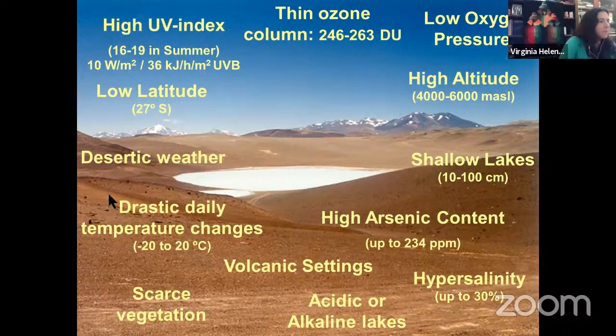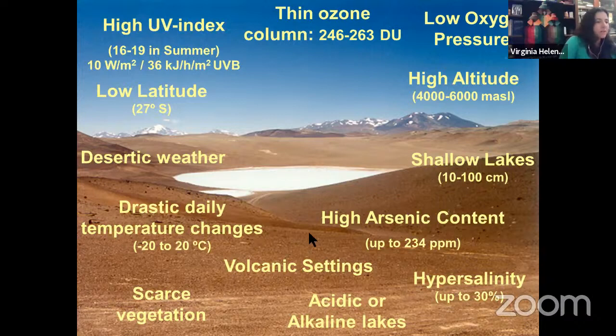There are drastic daily temperature changes because it is so high. When the sun goes down, it becomes very cold immediately. Another thing is the chemical stress they are suffering.